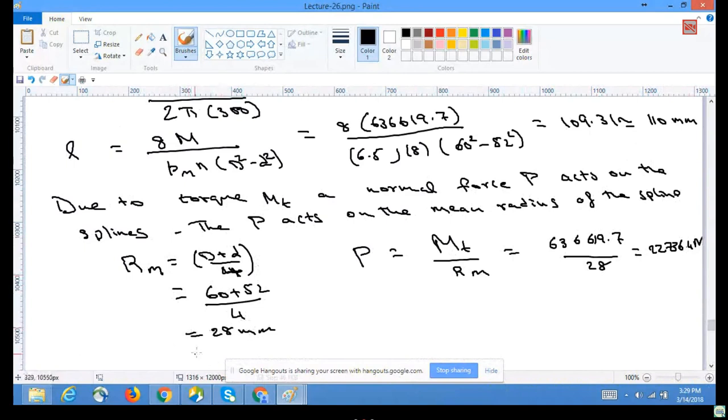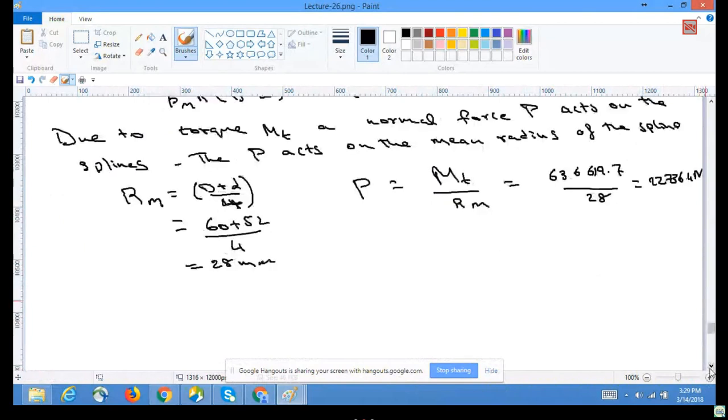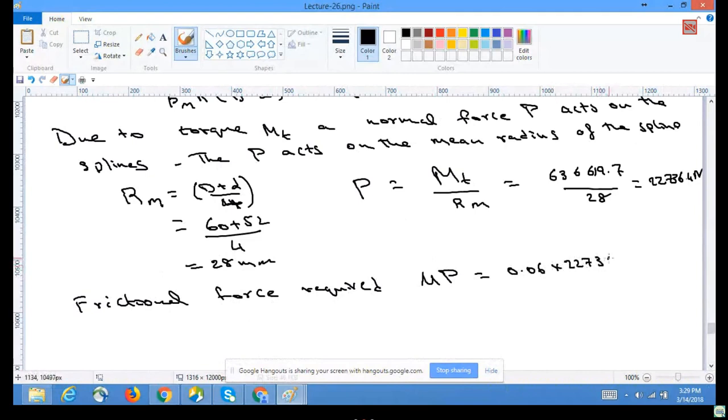Since there is friction between the shaft and the hub, the tangential force that is required, the frictional force required, is mu times P, that is equal to 0.06 into 22736.4, that is equal to 1364.2 newtons.